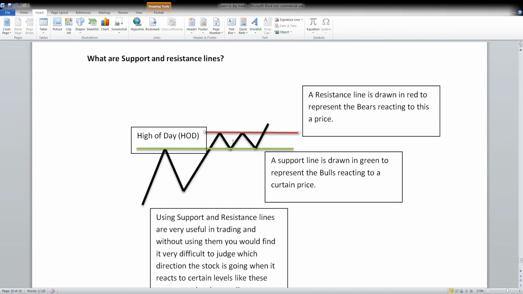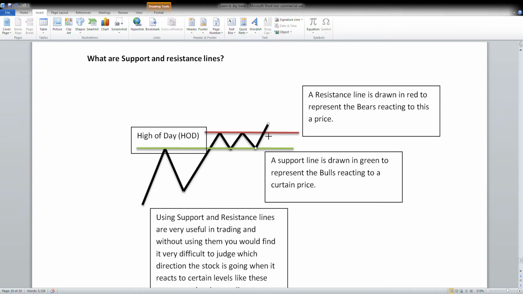It then touched upon the resistance point where there are bears waiting at this price to push the stock lower. Then it touches the support line where there are buyers gonna be reacting at this price and they're going to push the stock higher. So it has touched upon this resistance line twice and this support line twice, plus the previous time when it was resistance. So this is quite a strong support line and this is a fairly strong resistance line.